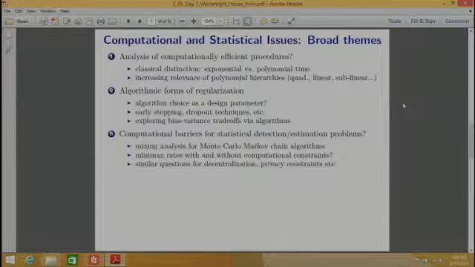Computational barriers, we've heard a fair bit about MCMC. MCMC realistically is not really a controlled approximation unless you say something about mixing time. And it's pretty hard in general to say things about mixing times for a lot of these high-dimensional and quite complicated posteriors that come up in certain Bayesian models, but it's an interesting problem.